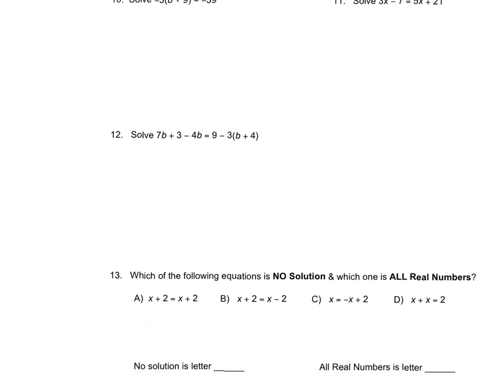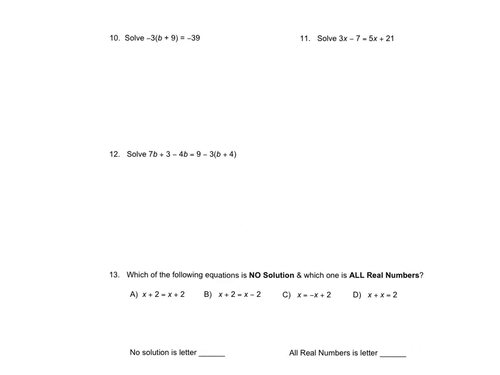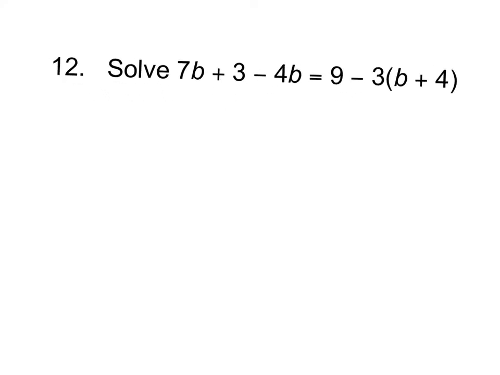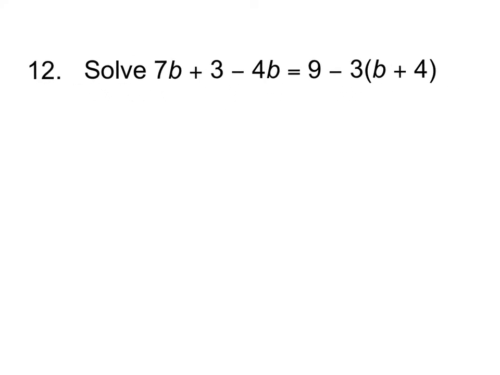So all of these are the ones that are similar to those on the test. I just want to jump to number 12 because it's got variables on both sides of the equal sign, to make sure you know how to do that one. Number 9 also has variables on both sides, and we'll come back to that one, but I just want to make sure you guys understand this one.